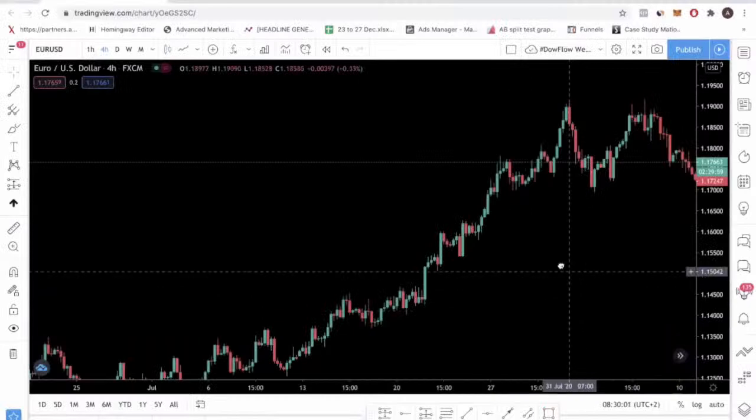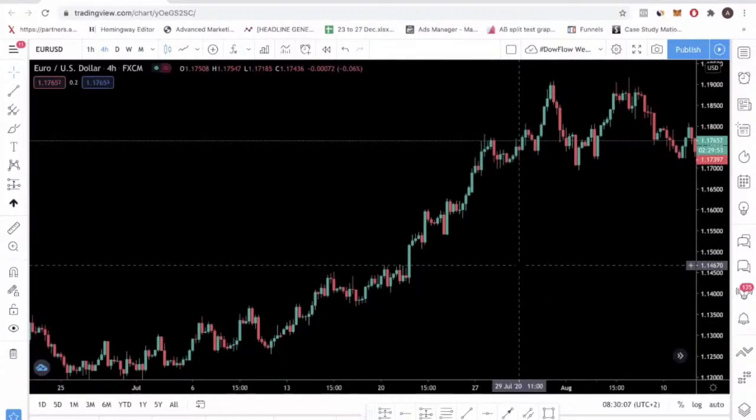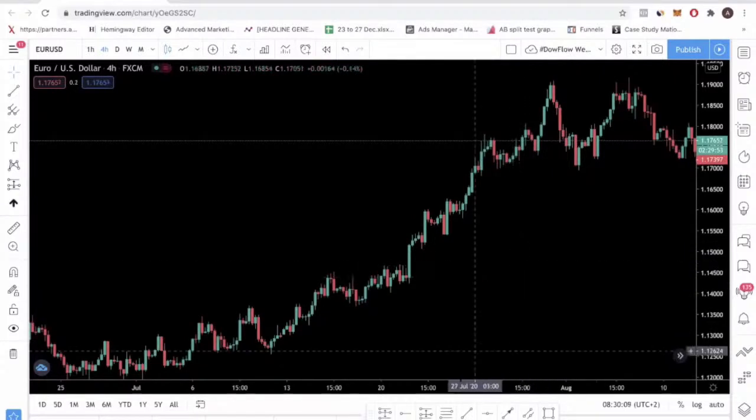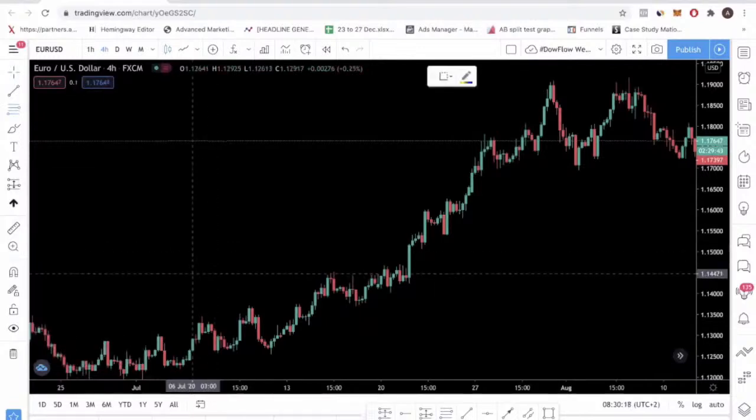So this is TradingView over here. Okay, it's a free platform. You don't have to use TradingView. You can use any platform. But in this case, I just want to use TradingView because it's the fastest. Okay, so the first thing you want to do is pull out the Fibonacci retracement tool. So what you can do is just come over to here and go for the Fibonacci retracement.